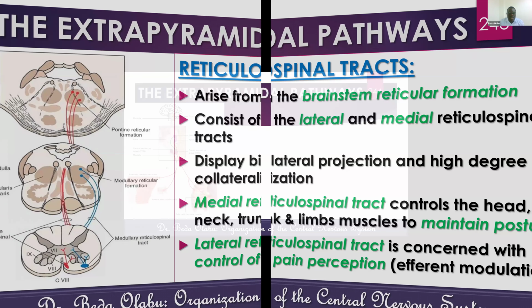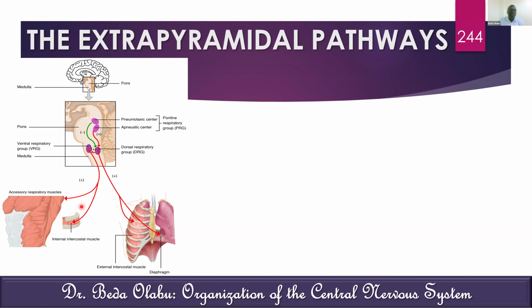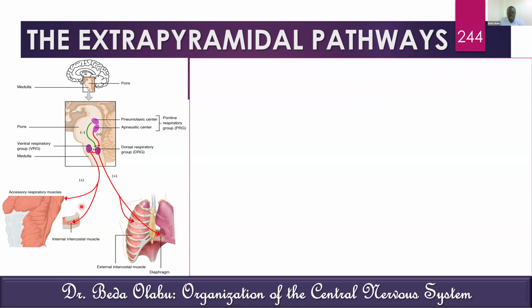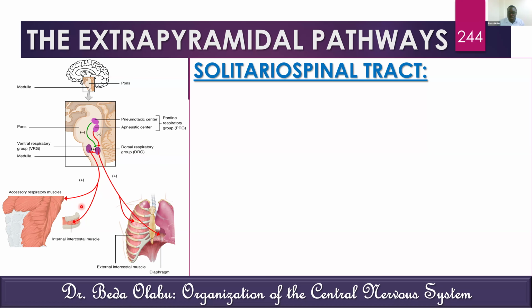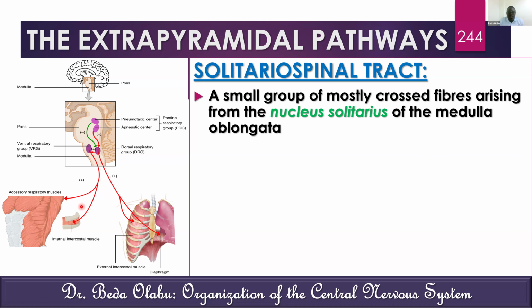That is reticulospinal tracts. And those are the major extrapyramidal tracts I want to talk about. But there are two others that I'll mention because of this lecture so that we have completion. This is what we call the solitary-spinal tract. The solitary-spinal tract is a small group of mostly crossed fibers that arise from the nucleus solitarius of the medulla oblongata. So there is the solitary nucleus located within the medulla oblongata. This is the nucleus related to what we call the solitary tract. The solitary tract mainly controls visceral afferents.